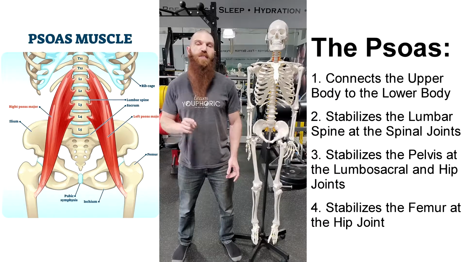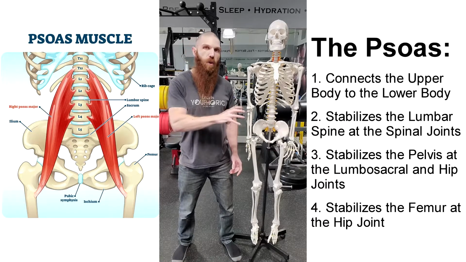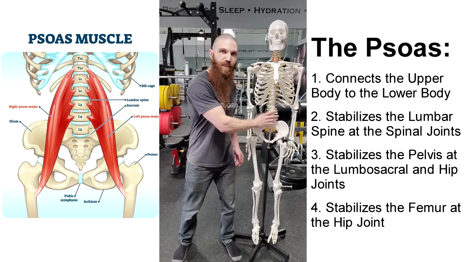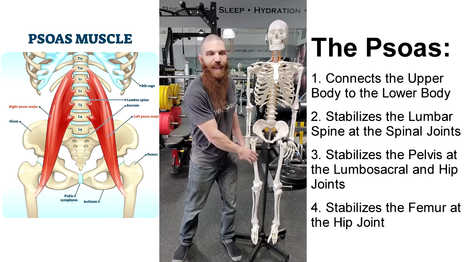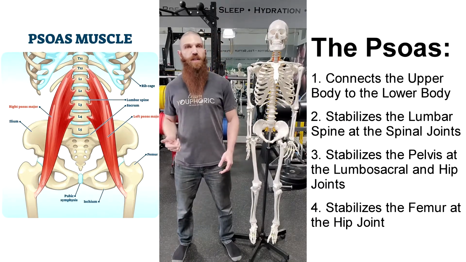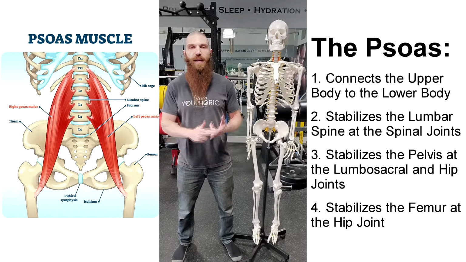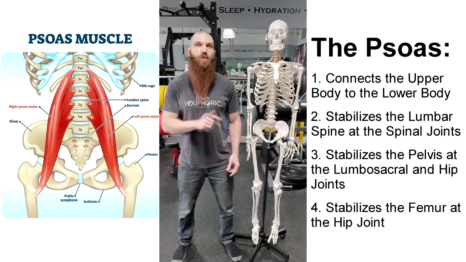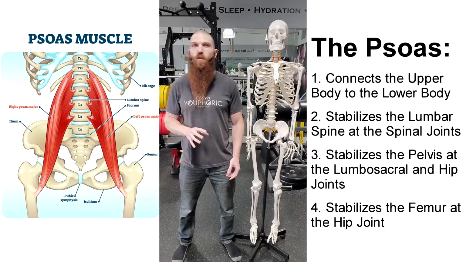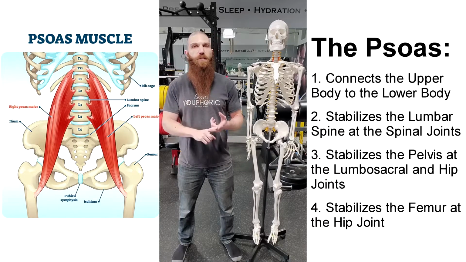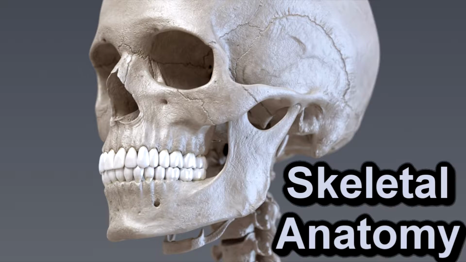And the psoas major is the one muscle that is involved in all three of those areas because it attaches to the lumbar spine, it crosses the pelvis, and it attaches to the actual femur. So if you have issues with regard to low back pain, hip pain, or knee pain, a lot of times the psoas major is going to be the culprit. So I'm going to be going over this week the anatomy and different exercises you could do for it.